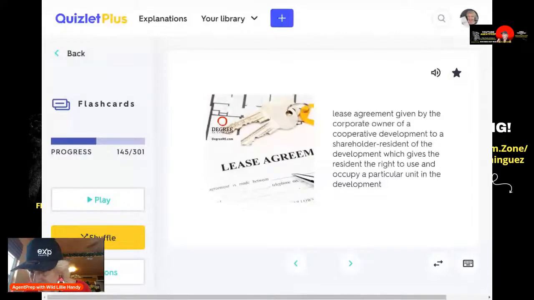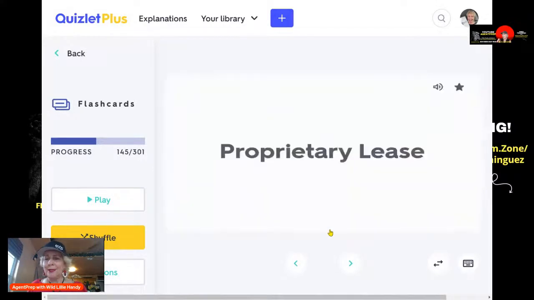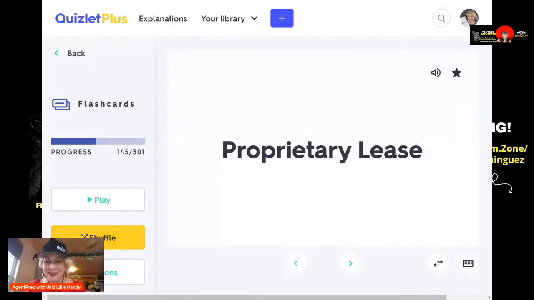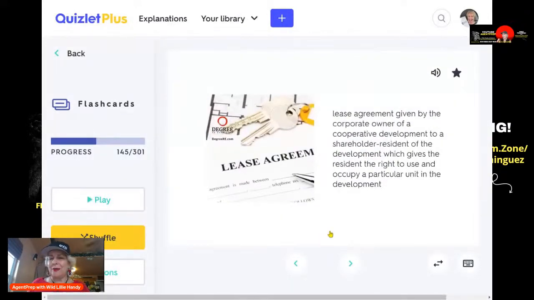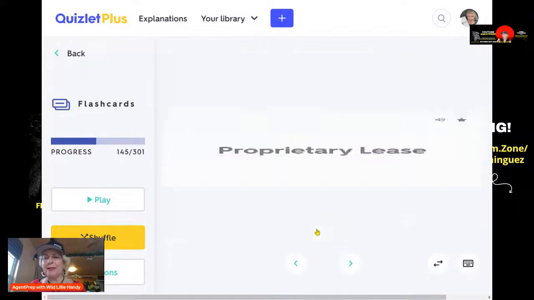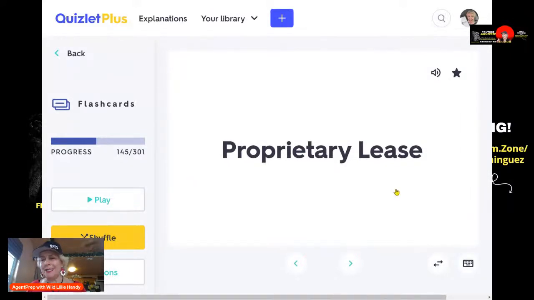All right, so let's see here. Co-op, timeshare. Well, let's check it out. Proprietary. Sorry, guys. Oh man, this sometimes cracks me up like it is now. Proprietary lease. Cooperative. And yes, it's a cooperative development, could be a timeshare, but the type of lease agreement is called a proprietary lease. That one got me. I was thinking timeshare, okay? Oh my gosh. It's a proprietary lease.